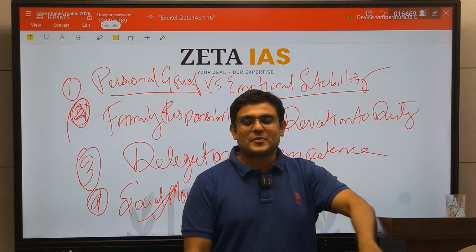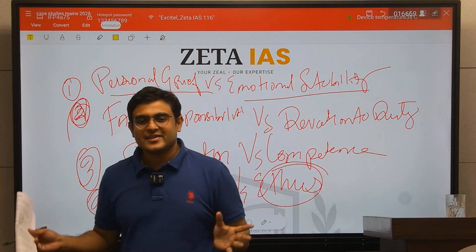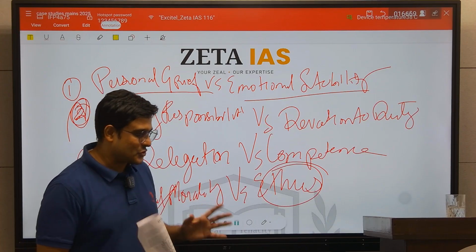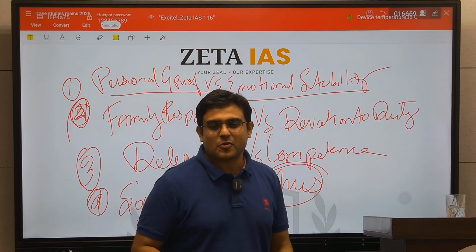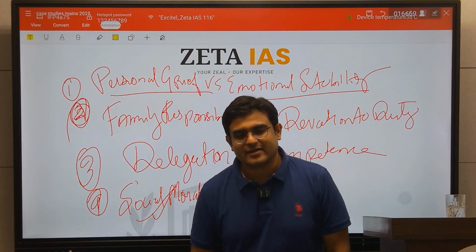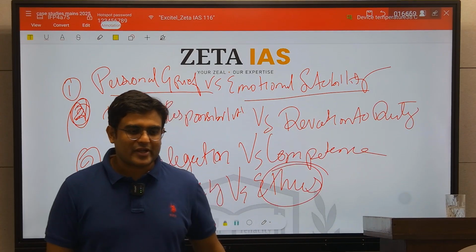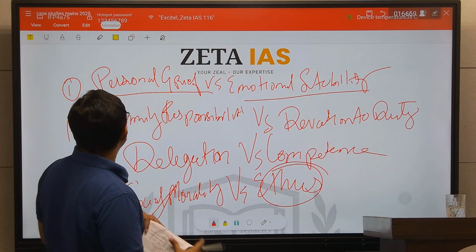So this way you open up all the dimensions, all the options and ethical dilemmas. The negative, easy option should be written at the end. So this way you can conclude this case study. Okay, so let's move to the next case study.